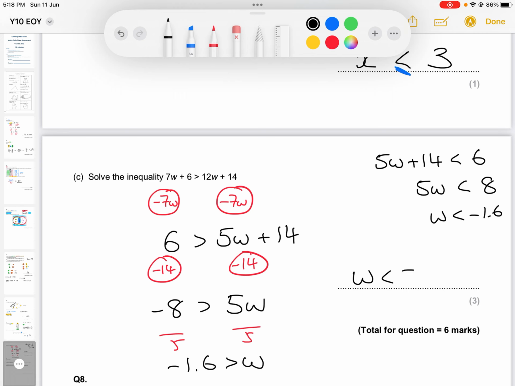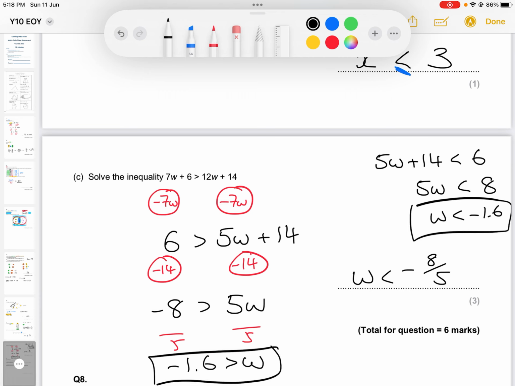Whether or not you write that inequality either way, or whether or not you even write it as a fraction, it doesn't matter. As long as you at least have the direction or the setup in the correct way, there's more than one way of expressing that final answer. Done.